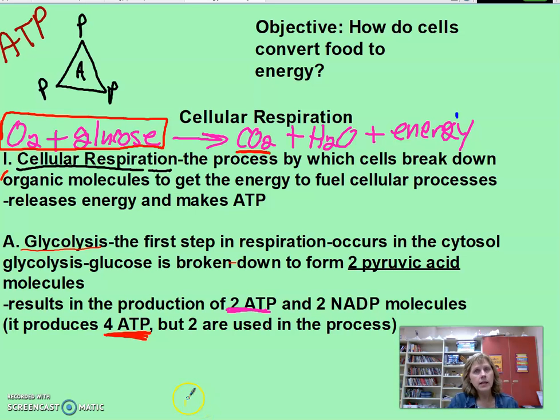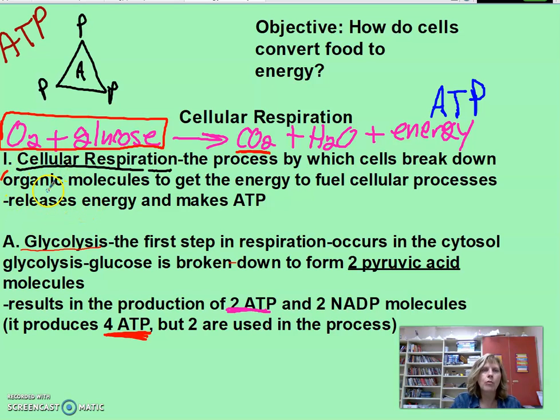So, in discussing how cells convert food into energy, this is the basic overview of the chemical equation for cellular respiration. We take some glucose, some oxygen, a whole bunch of things happen, and we get carbon dioxide produced, water produced, and energy in the form of ATP. So again, this is a super duper overview of that process.